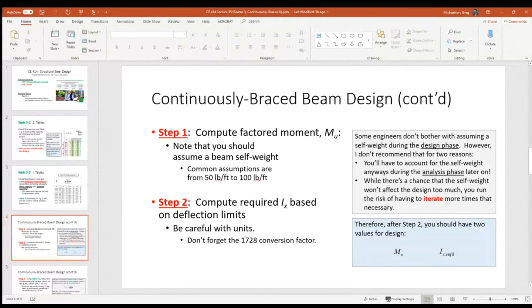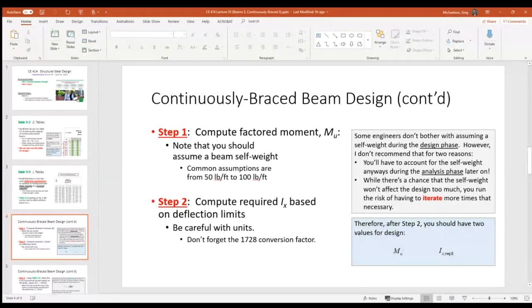But I don't really recommend that when you're first starting out with steel design, because keep in mind, steel beams are much lighter than concrete beams, so the self-weight doesn't have as much of an impact on the problem as it does in concrete. But I still recommend that you assume a self-weight, because if you don't, you run the risk of having to iterate the problem more times than necessary, especially when the beam doesn't have much load on it. So I always recommend that you assume something just to account for it and try and reduce your iteration.